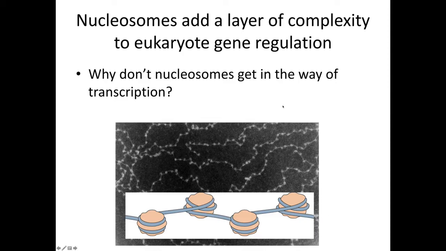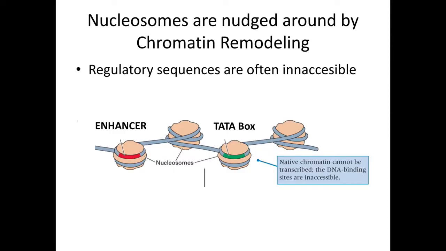One thing that we mentioned briefly in the previous lecture but didn't dive too deep into are these nucleosomes that add a layer of complexity to eukaryotic gene regulation. And you might ask yourself, why don't these nucleosomes get in the way of transcription? And in fact, they actually do. So there are regulatory sequences such as enhancers or TATA boxes that can be embedded within these nucleosome structures, and the DNA binding sites would then be inaccessible.